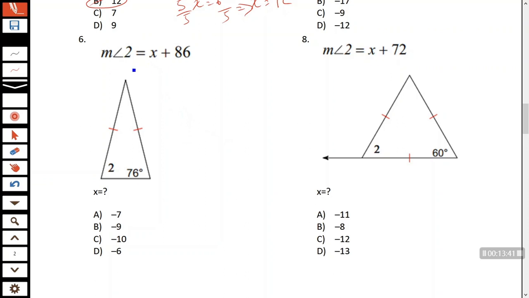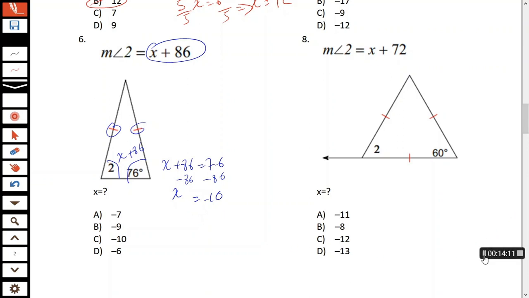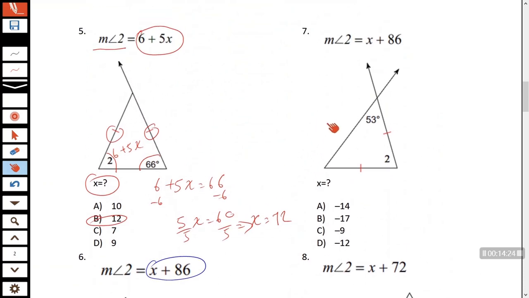Very similar question again. Okay, let's write here with another color. This time angle 2 is x plus 86. As you see, because of the isosceles, these are congruent angles. So x plus 86 equals 76. How can I find x? Minus 86 minus 86. 76 minus 86, x equals minus 10. Let's check the options. The result is C. Okay, let's go to the other question.